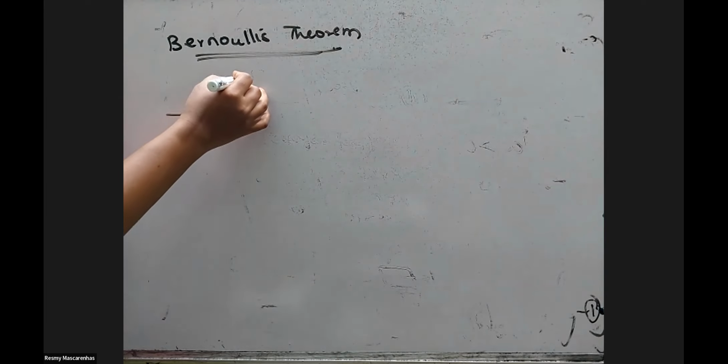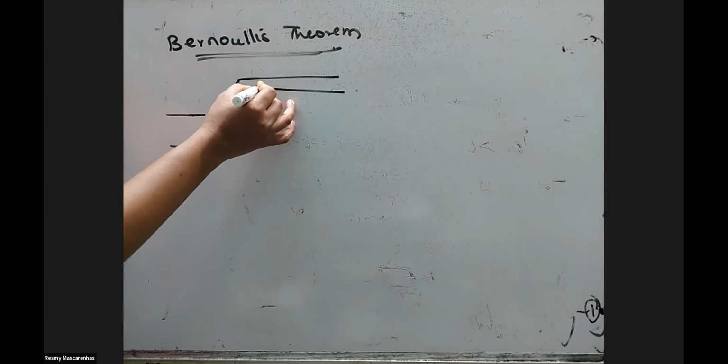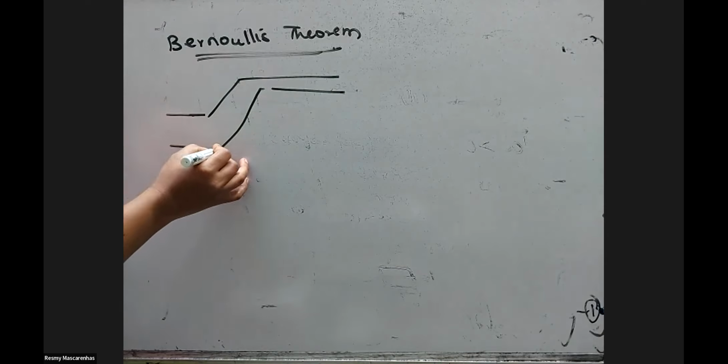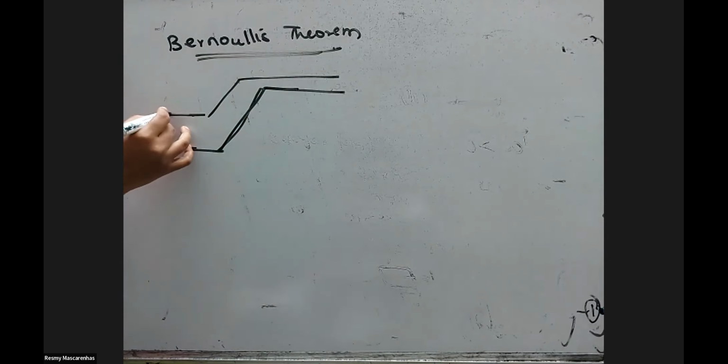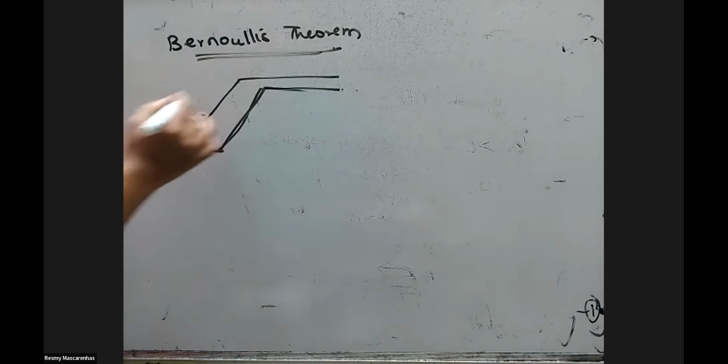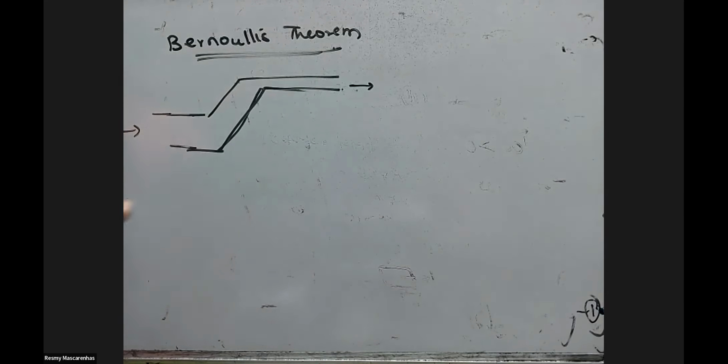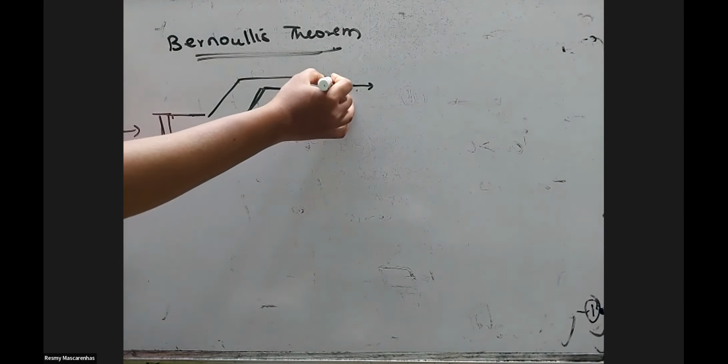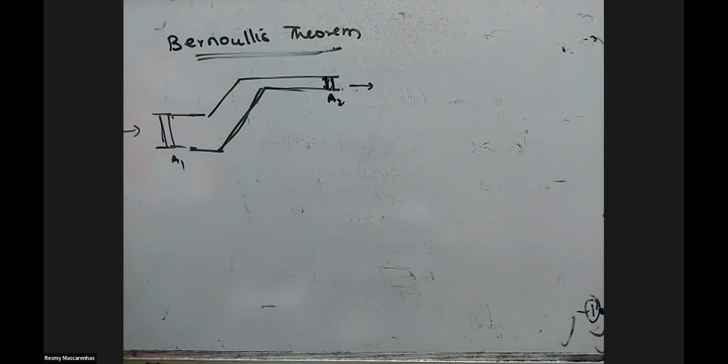Suppose you have a tube, and there's water which is entering and then going out. Now if you see, there will be some area. Let this area be A1, this area be A2 of the tube. Obviously, from the diagram, it's understood area A1 is bigger than A2.